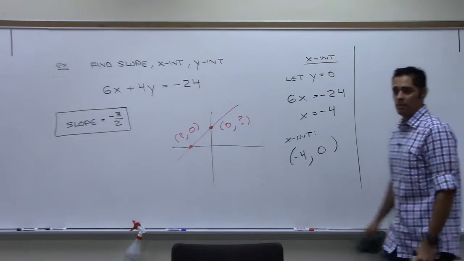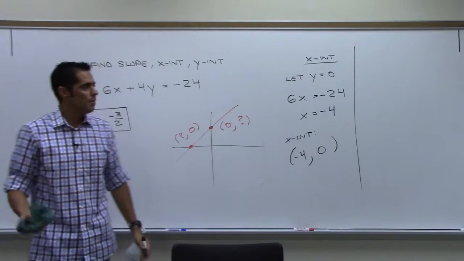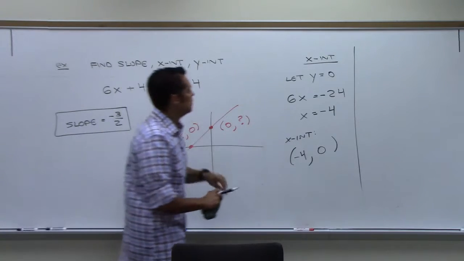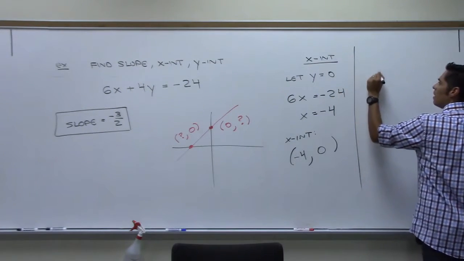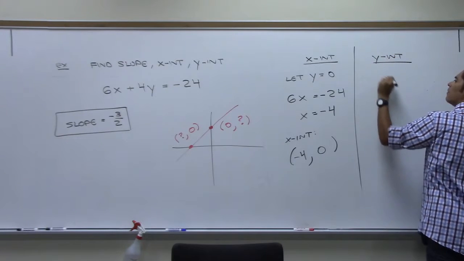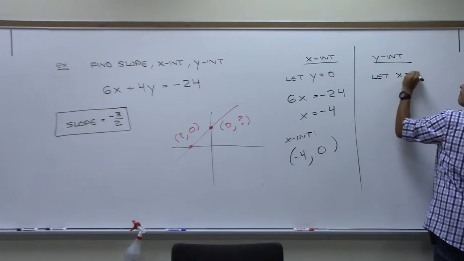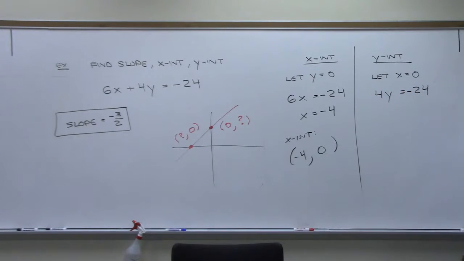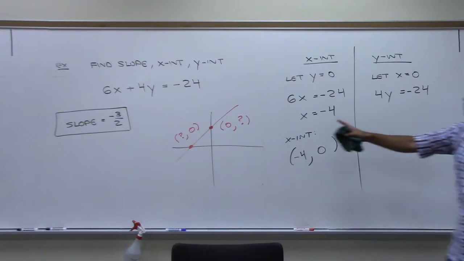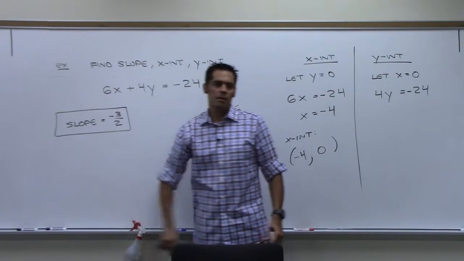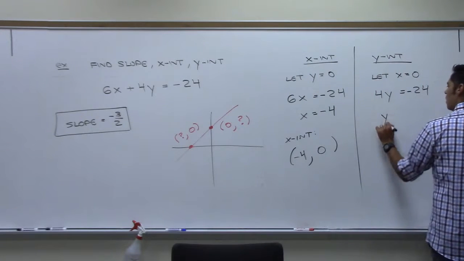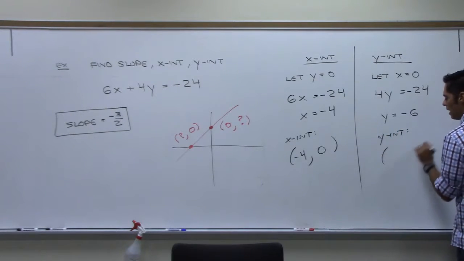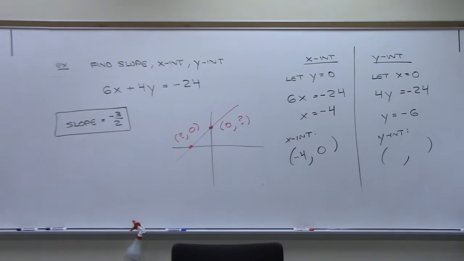Now we already know the y-intercept, right? It's negative 6. But let's act like we didn't even do that. And let's just see how we get the y-intercept from here. So we could go replace what with 0 this time? Let x be 0. And rewrite the equation. The x term gets killed off, right? Because 6 times 0 is 0. And then solve for y. You get y is what? Negative 6. And so the y-intercept written as a point is what? 0, negative 6.